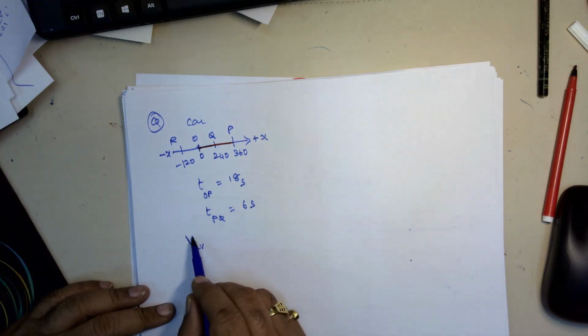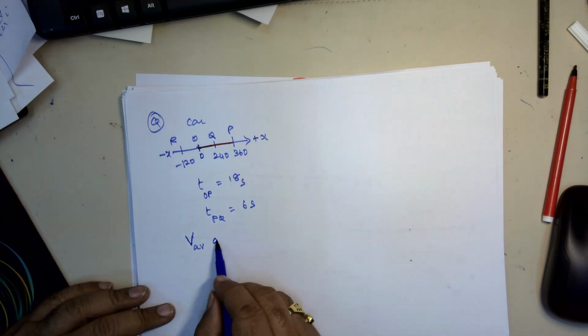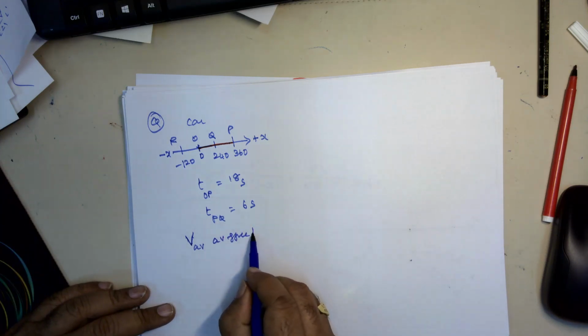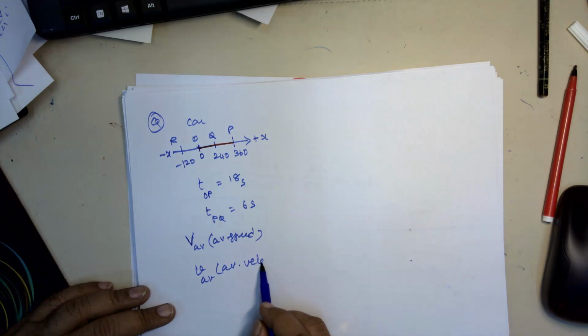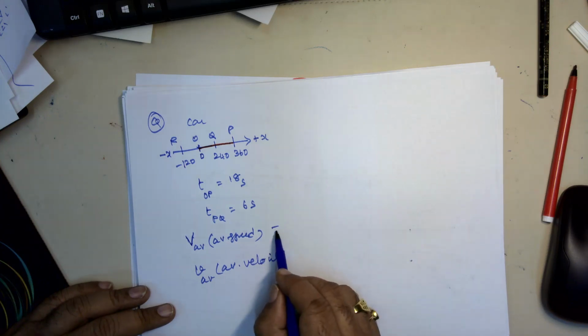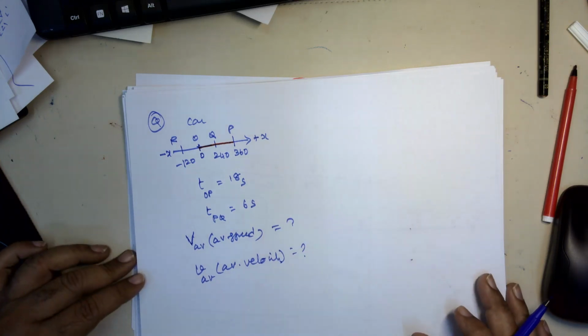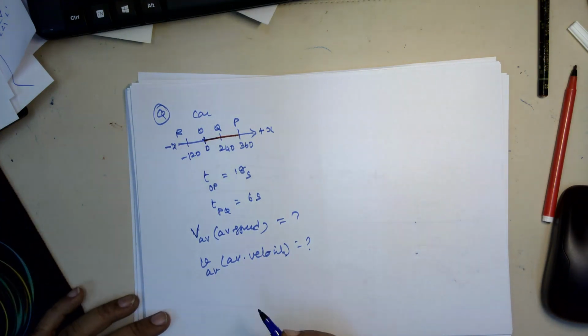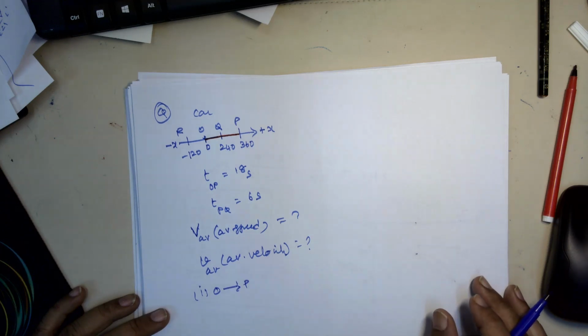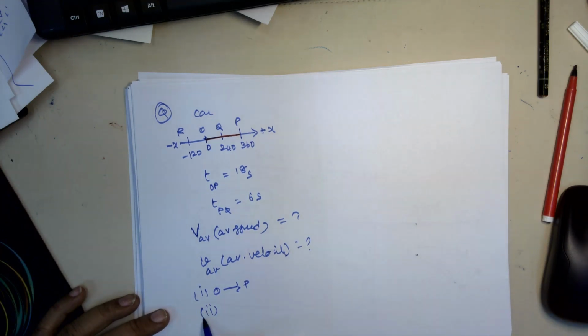I'm using capital V for average speed, small v for average velocity. So both are asked. First, in going from O to P, and second question, from O to P and back to Q.